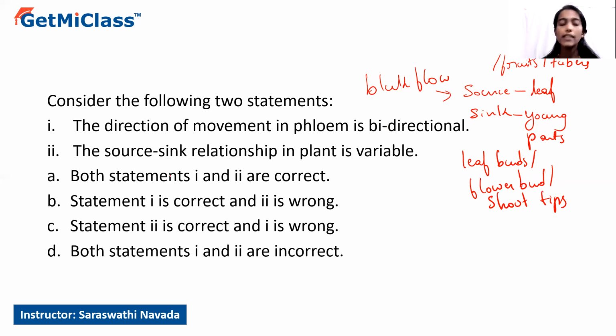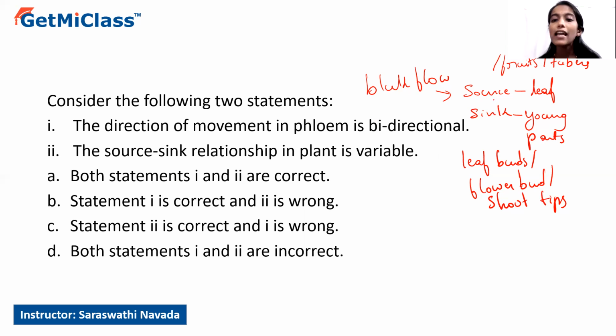So coming to the second statement, the source-sink relationship in plant is variable. So that is also correct. So that is what we have seen here. The source may be any part of a plant where it is richly stored with the organic solutes. Okay, so wherever organic solutes are stored in a rich amount, or which parts of the plant act as a reserve food organ or the reservoir of the food material.